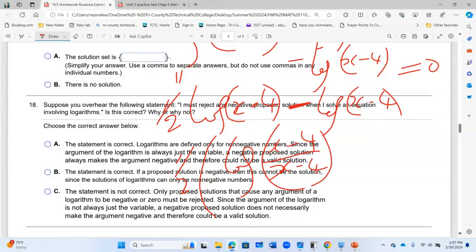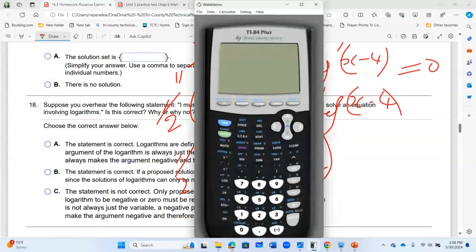And log of x minus 4 divided by x minus 4 is log 1. And log 1 is 0. So everything here is going to be 0. Log 1, let's check that out. What is log 1?